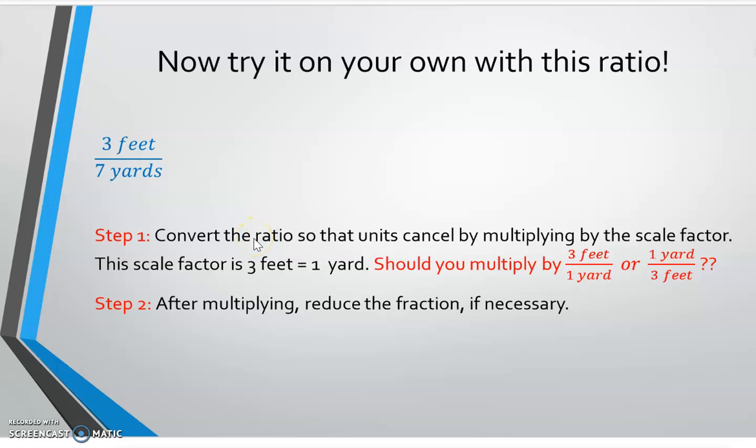Okay, you should have paused the video by now. If you haven't, you should be pausing it and trying it on your own. So we're going to go ahead and multiply by, you can see we're comparing feet and yards. We don't want that. We want to simplify this by multiplying by the conversion factor. So there are 3 feet in 1 yard. So the question is, should I multiply by 3 over 1 or 1 over 3?